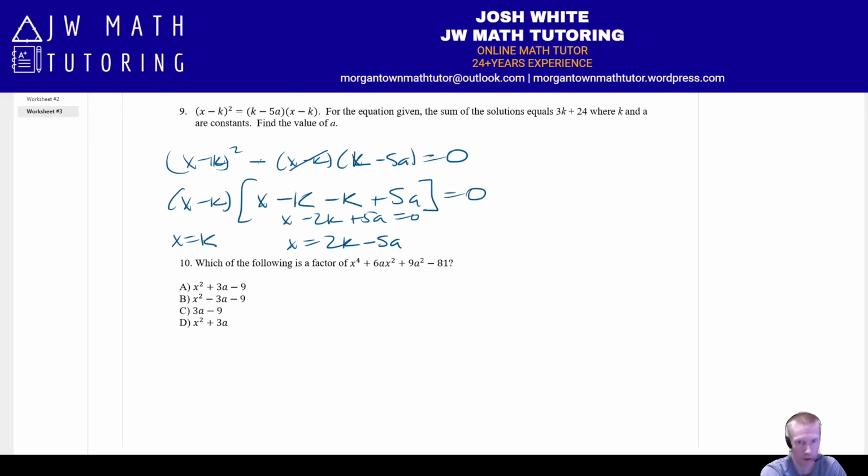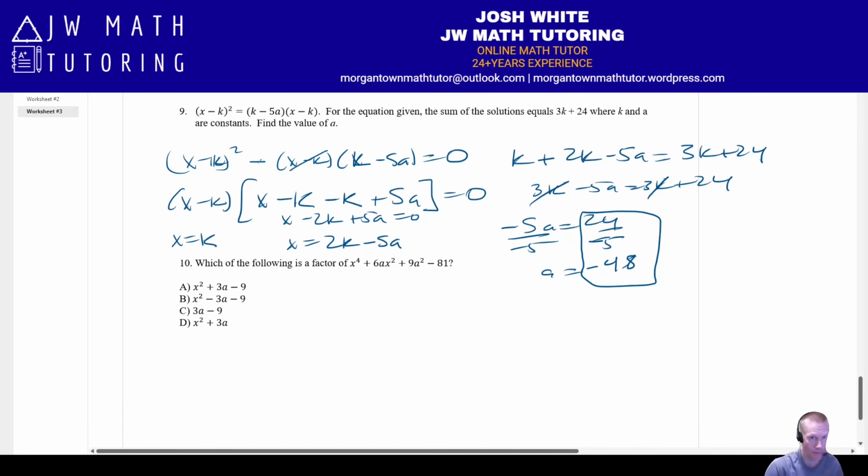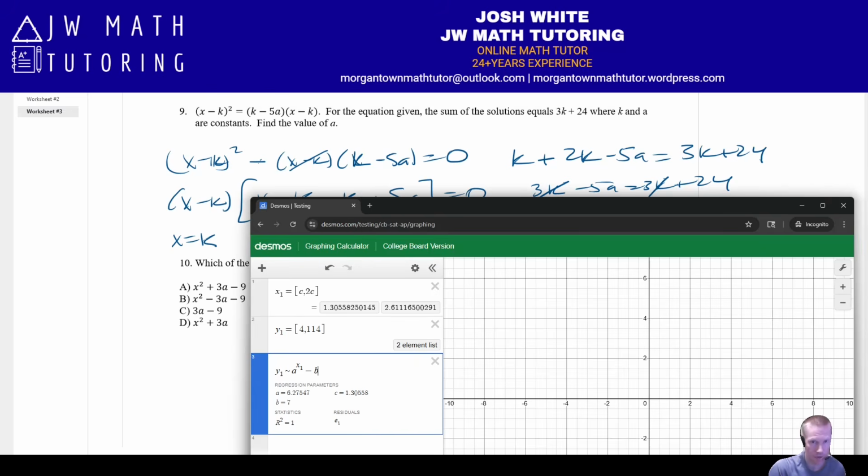All right, so now I can sum these up, k plus 2k minus 5a, and set them equal to 3k plus 24. K plus 2k is 3k. Notice the 3k's will cancel out. Negative 5a equals 24. Divide by negative 5. A equals 24 over negative 5, or negative 4.8. So either of these could be entered as your answer. So that is the correct answer for A. But now let's see how we could do this entire thing in Desmos.